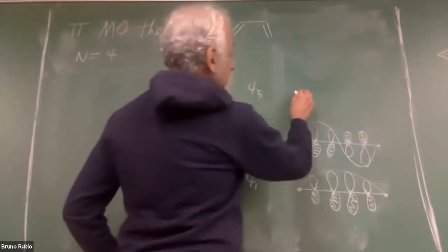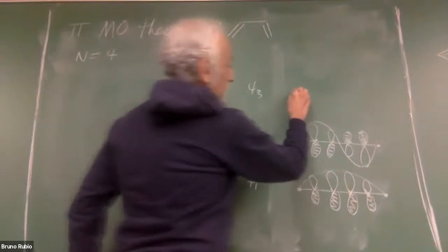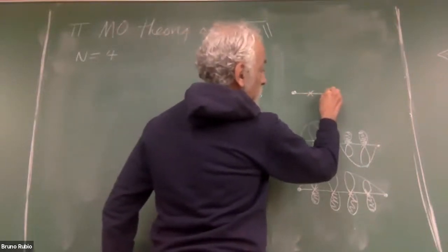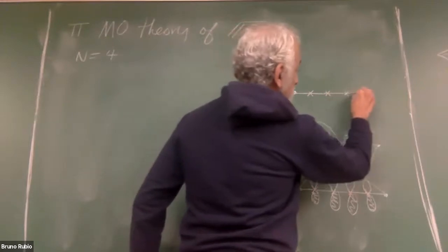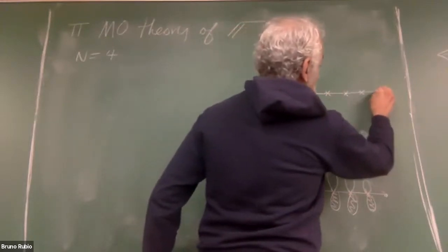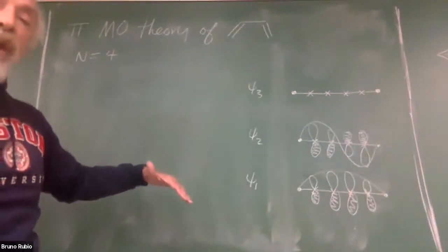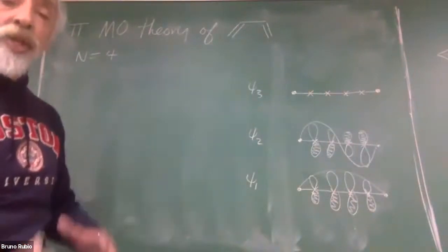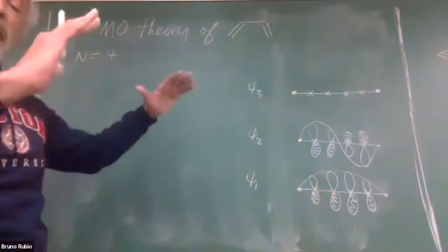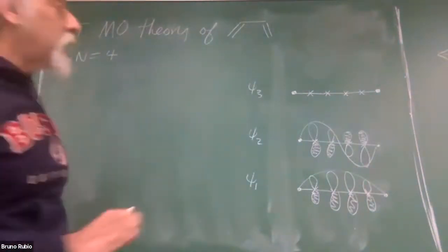Psi 3, there's the end of the system. There's the first carbon. There's the next carbon. There's the next carbon. There's the next carbon. Looking like that. And now what we want is two internuclear nodes because this molecular orbital has a higher energy.